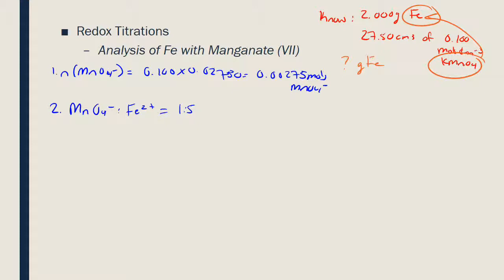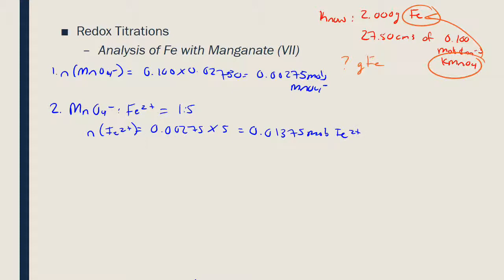Since we know our mole ratio of MnO4- to Fe2+ is a 1:5 ratio, let's figure that out. So now we need to know moles of iron. We take our answer, 0.00275 moles of manganate, multiply that by 5 to find moles of iron, and we get 0.01375 moles of Fe2+.